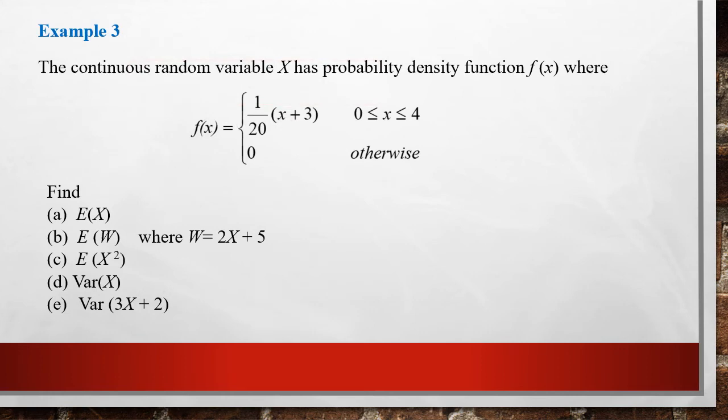So example 3: we have the continuous random variable x with a probability density function, where f(x) is equal to 1 over 20 of x plus 3 for x from 0 to 4, and 0 for other values. So now we want to find the expected value of x, and then the expected value of w, where w is equal to 2x plus 5. And then the expected value of x squared, and then the variance of x, and lastly the variance of 3x plus 2. So let's see how we find the expected value of x.